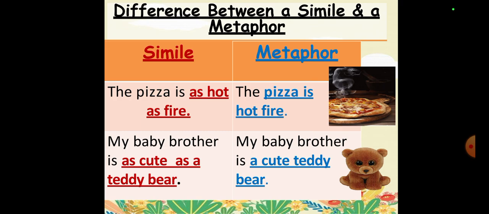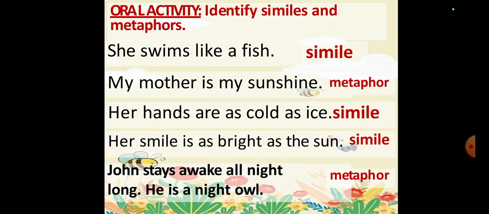In a simile, if I have my baby brother is as cute as a teddy bear, that means your small brother is so cute, you love your brother a lot, your brother is so cute and small. But if I'm going to say the same sentence as a metaphor, you need to say my baby brother is a cute teddy bear, like you directly say something.